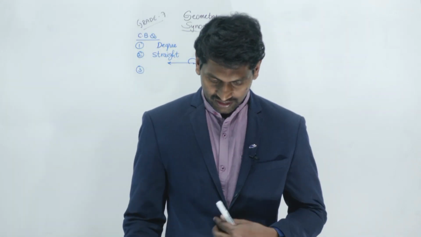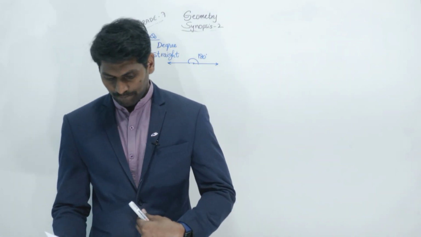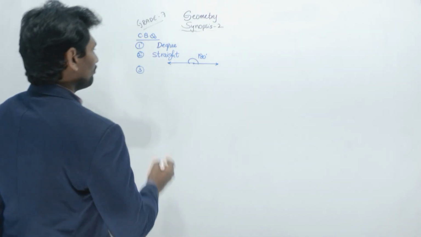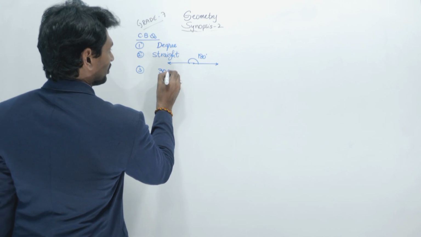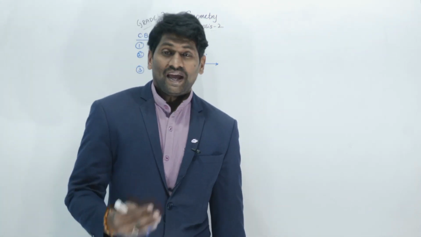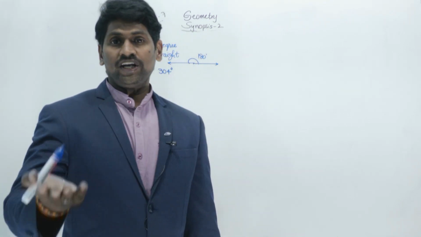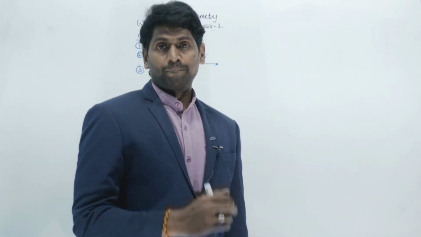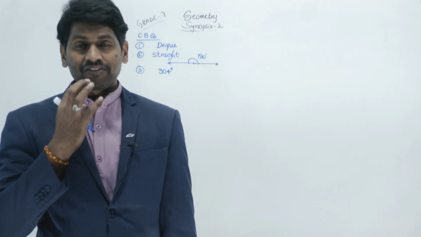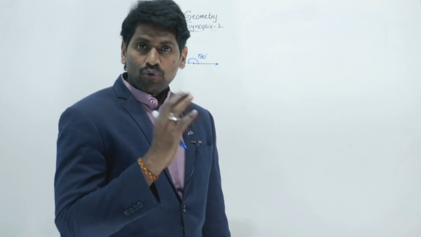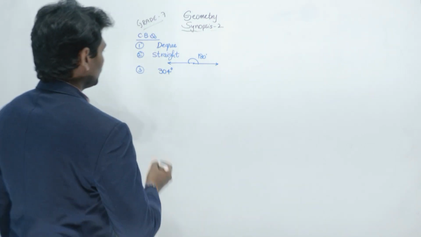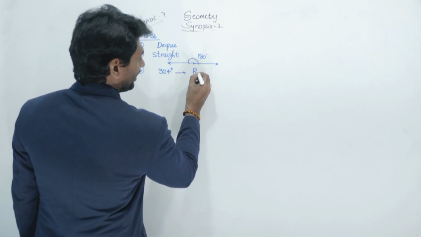Now coming to the third point, the measure of an angle is 304. Which type of angle is it? According to the definition, an angle which measures more than 180 and less than 360, that means it must be between 180 and 360. So 304 is between 180 and 360. So 304 is a reflex angle.